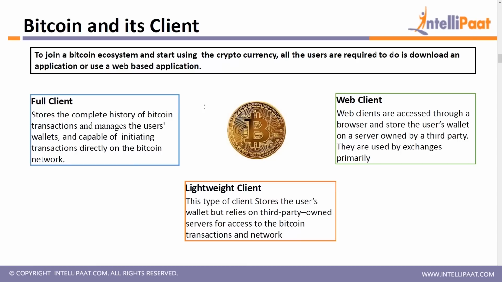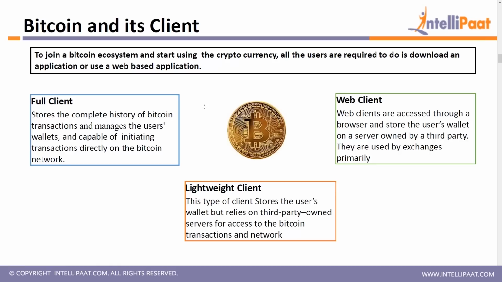Bitcoin and its client. To join the Bitcoin ecosystem and start using a cryptocurrency, all the users are required to do is download an application or use a web-based application, that is, a client. There are three kinds of clients available in order to transact with Bitcoin: full client, web client, and lightweight client. Full client stores the complete history of Bitcoin transactions, manages the user's wallet, and is capable of initiating transactions directly on the Bitcoin network. That means it has full access and full role inside the Bitcoin network and can manage the transactions and keep records of them.